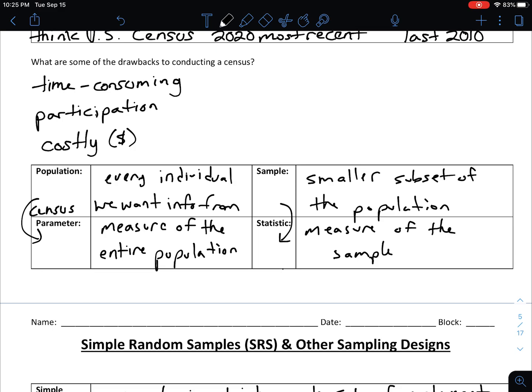Okay, so hopefully after this video, you have a better understanding of what is a population versus what is a sample, and what are those kind of main ideas behind why we sample. Hopefully you also have an idea of what a census is and some of the drawbacks to doing a census.